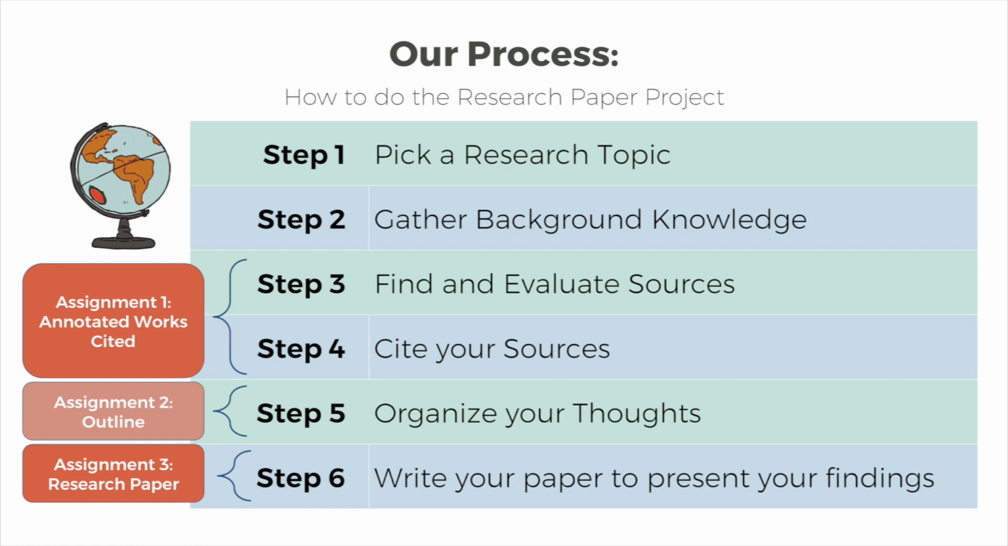Once we have our topic, it's time for step 2, where we have to look at what we already know about that subject and go find out some basics about it. You can't really research something until you're familiar with it, and then it's time for steps 3 and 4. This is where we're going to start looking for our sources of information. For these steps, you're going to turn in what's called an annotated works cited, which is basically a list of sources you found and are going to use in your research paper. That's going to be your first assignment of this project.